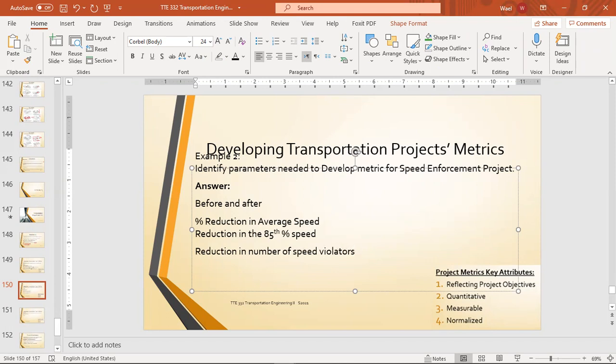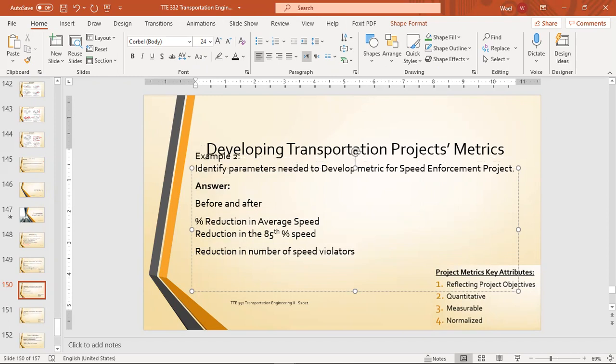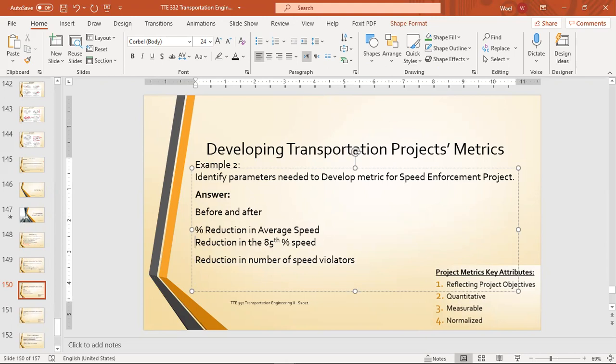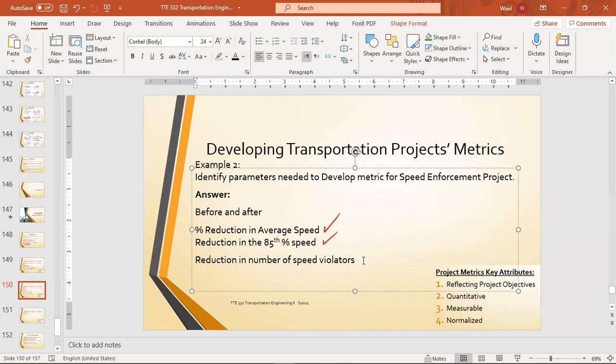Okay. How can we normalize it to be easy to compare? Initially, this one is normalized already because it's a ratio. You see my point? Reduction in 85th percentile speed is also a ratio. But reduction in number of speed violators, this must be normalized.